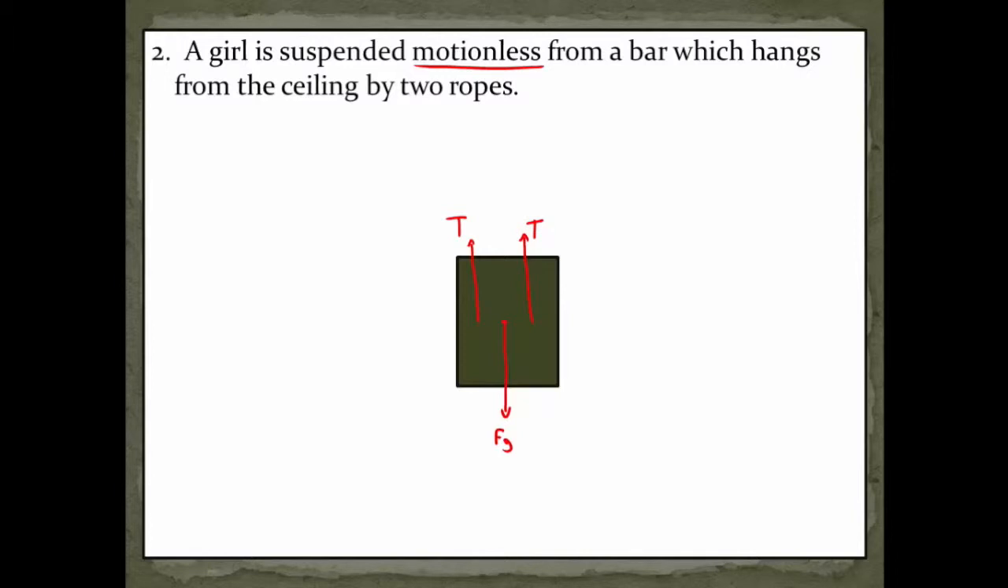Now, if we are sitting here motionless, what do we know about these? Well, if we call this tension 1 and tension 2, in this case, Fg had better be equal to the sum of the 2 tensions, because otherwise they wouldn't be canceling out and there would be some sort of motion. So that is why she is suspended motionless. Okay? On to the next one.